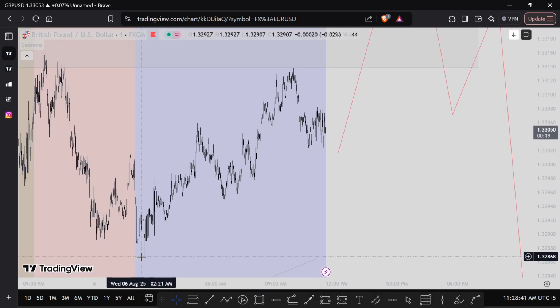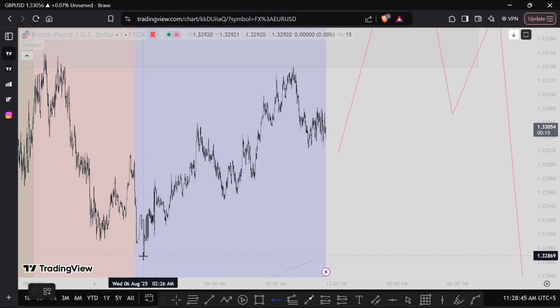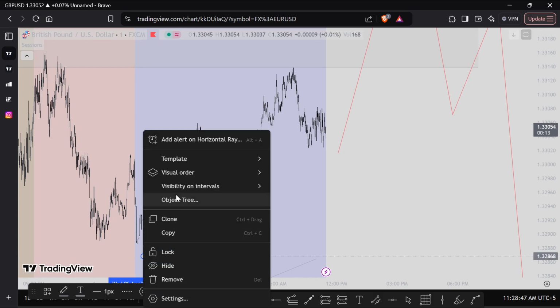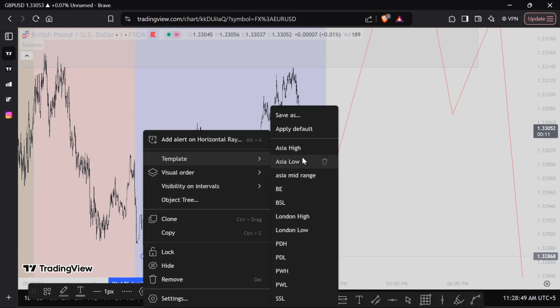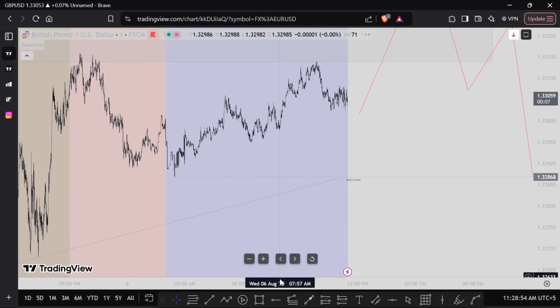The Asia of today in GBP USD is around 27 pips. So with a 27 pip Asia range, the market has a lot of potential to move in London, but only if we get a sweep of the buy side liquidity. So that's going to be the main key thing to look at.